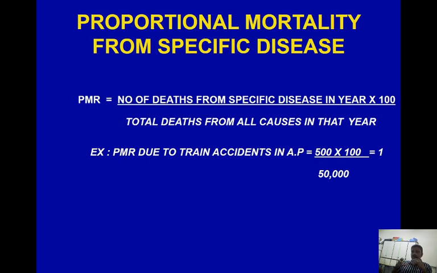So number of deaths from a specific disease in that year divided by the total of deaths from all causes in that year. So this is very important, right? You can look at one of the examples given here, which is train accidents, the proportional mortality rate due to train accidents in India. 50,000 deaths in a year, out of which 500 deaths were because of train accidents. So proportional mortality is relative to the total deaths in that particular region in that particular year, and on the numerator we will have the specific death.